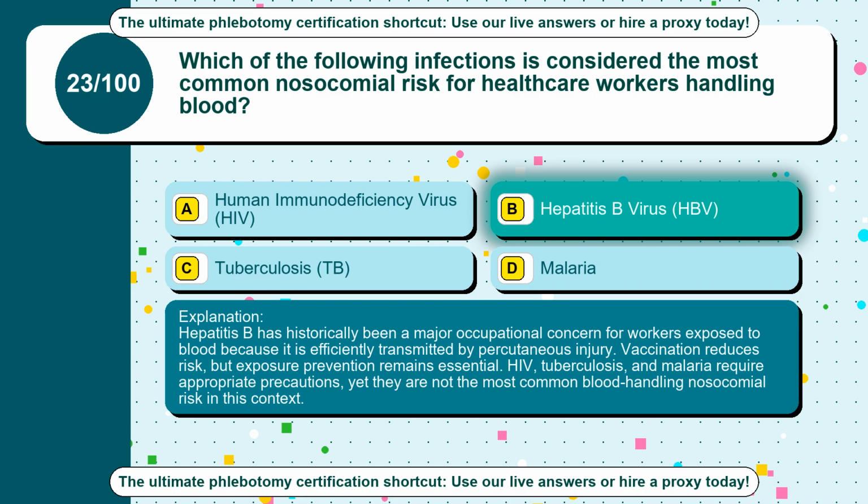Hepatitis B has historically been a major occupational concern for workers exposed to blood because it is efficiently transmitted by percutaneous injury. Vaccination reduces risk, but exposure prevention remains essential.